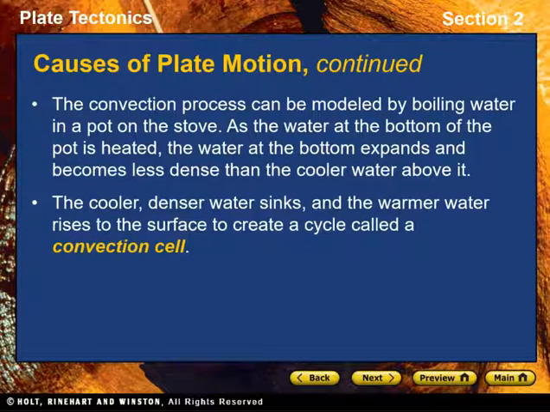This process can be modeled by boiling water in a pot on a stove. As the water at the bottom of the pot is heated, the water at the bottom expands and becomes less dense than the cooler water above it. The cooler, denser water sinks. The warmer water rises to the surface to create a cycle called a convection cell.